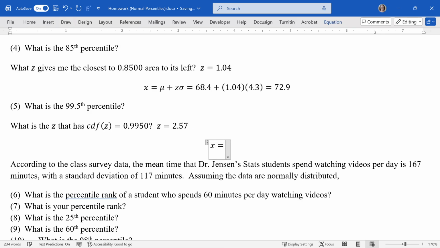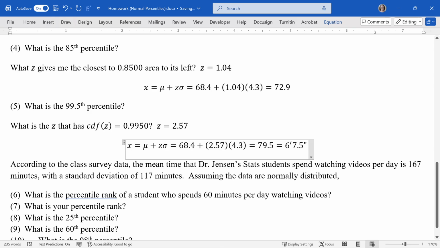All right, and now we turn that back into a data value from a z-score to a data value. 68.4 plus 2.57 times 4.3. Okay, put that in a calculator. I'm getting 79.5, which is 6'7.5". So yeah, really tall. Taller than my dad.